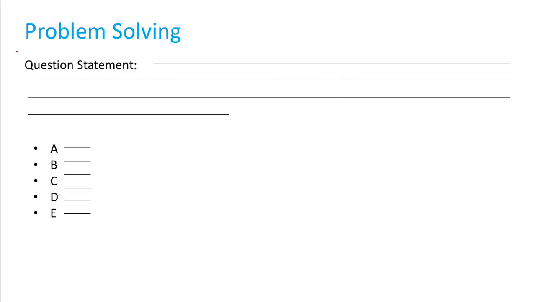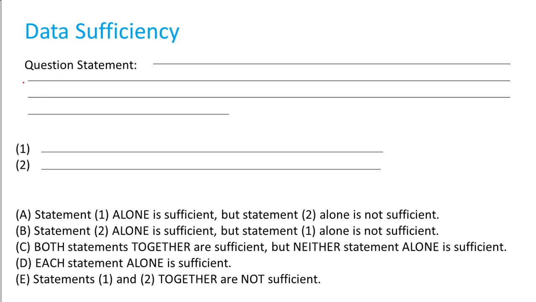Problem solving questions are standardized multiple choice questions. You are given a question statement and 5 option choices, out of which only one is correct. The second one is data sufficiency. These question types are unique to GMAT. The prompt gives you a question statement without giving you enough information to answer the question.